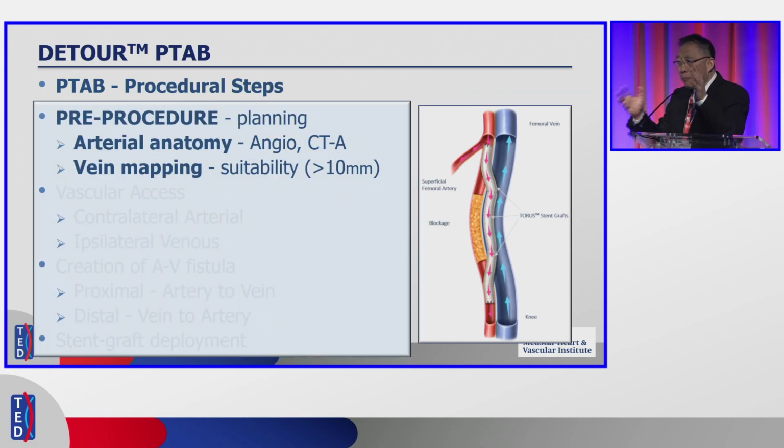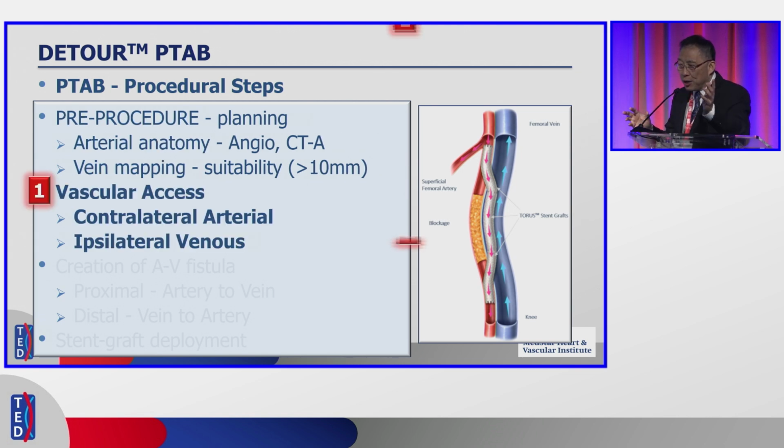When I prepare for PTAB, first is procedure planning. Usually just anatomy: either get an angio or CTA, so you know where the SFA occlusion is and where the reconstitution is. Then the next thing is I always do a vein mapping. So when I get to the clinic, I do these two things right away.